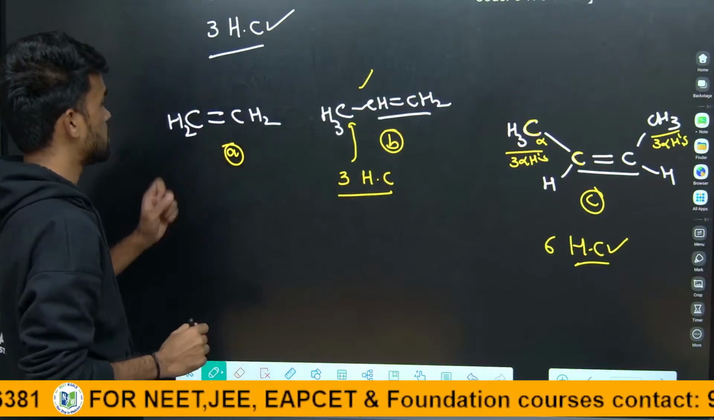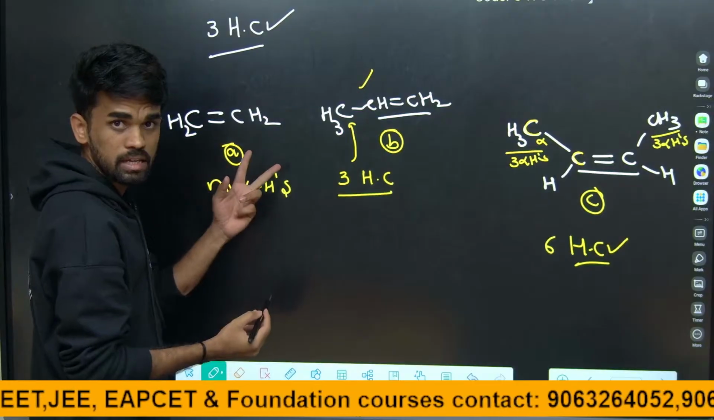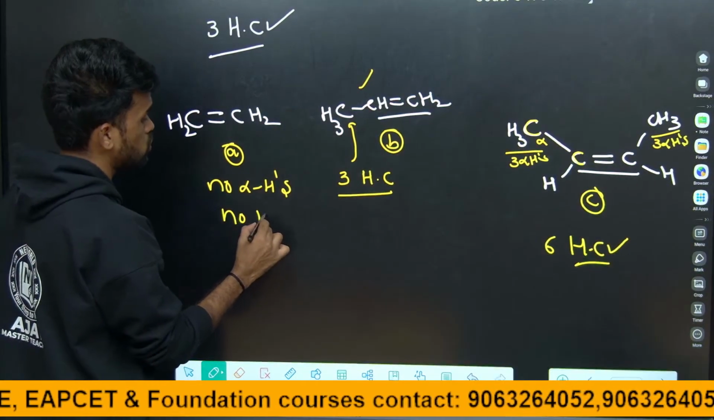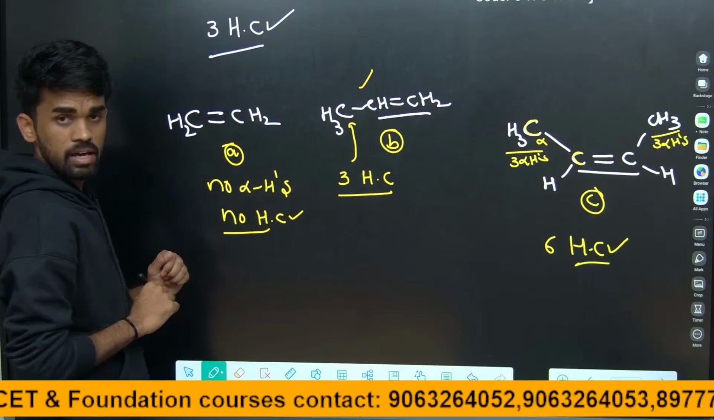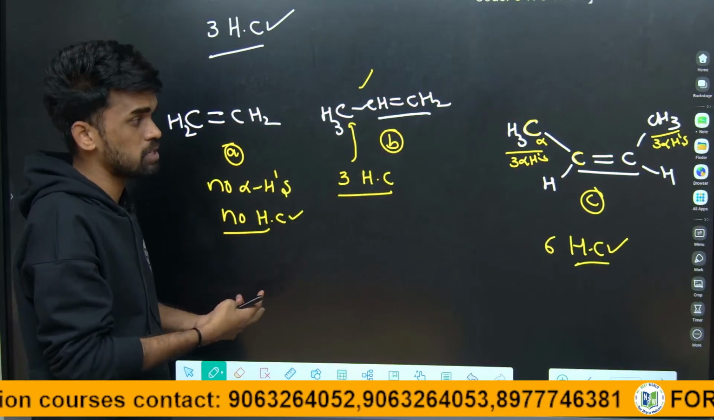And what about this? No alpha hydrogens are attached to the alkene. It means no hyperconjugation in this structure, right? I hope the explanation is clear. Now based on this explanation you can answer directly.